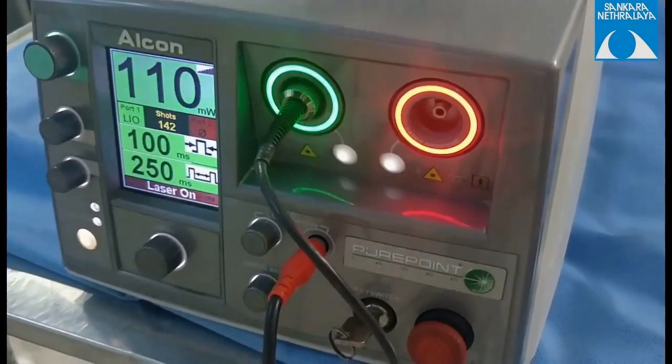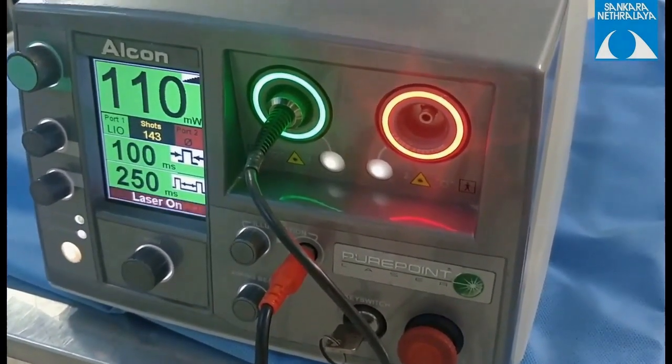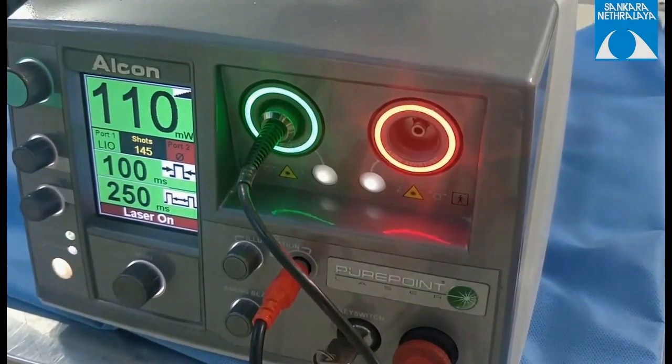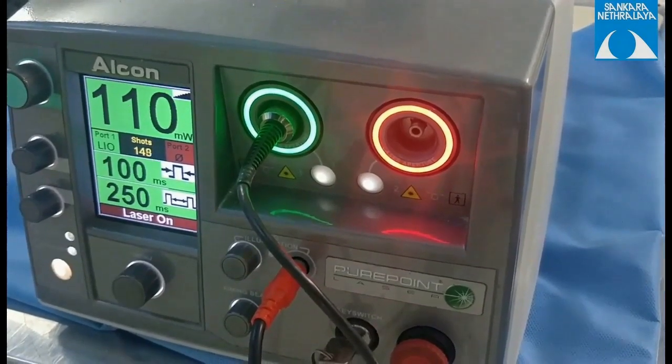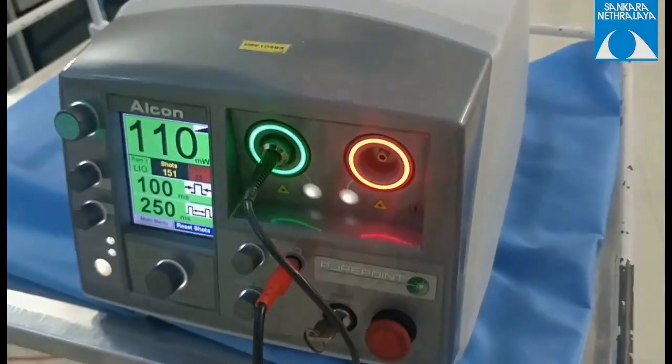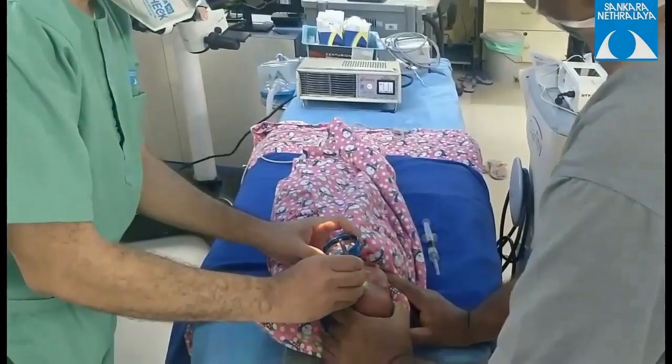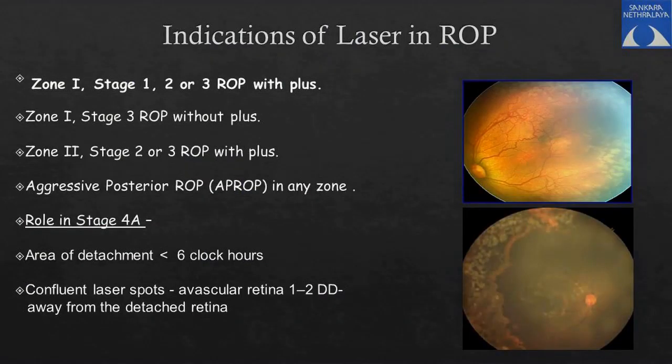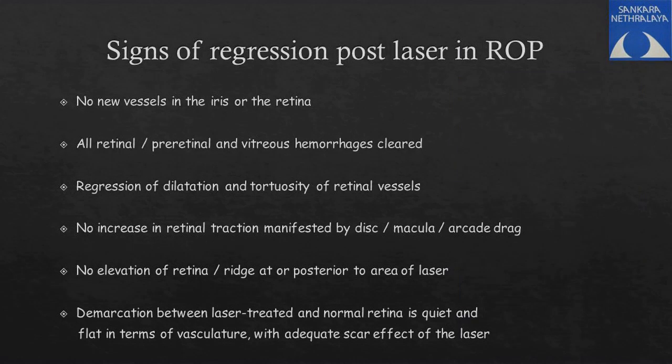Initial settings in the laser machine include starting at a lower power and can gradually be increased to achieve moderate intensity gray-white burns. The uppermost panel indicates the power, the middle panel indicates the duration, and the lowermost panel indicates the interval. The indications of laser in ROP are as follows: Zone 1, Stage 1, 2 or 3 ROP with plus disease, Zone 1, Stage 3 ROP without plus disease, Zone 2, Stage 2 or 3 ROP with plus disease, APROP in any zone, and in select cases of Stage 4A ROP as well.